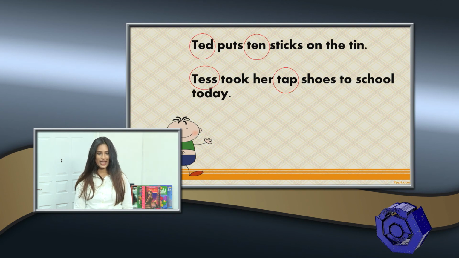Let's look at the last sentence. Tess took her tap shoes to school today. The word Tess has the short vowel E sound. The word tap has the short vowel A sound.